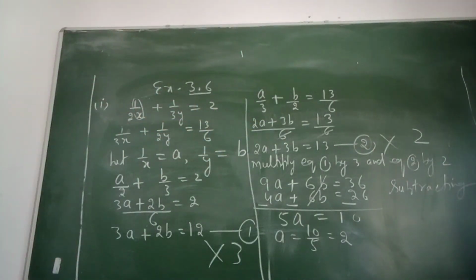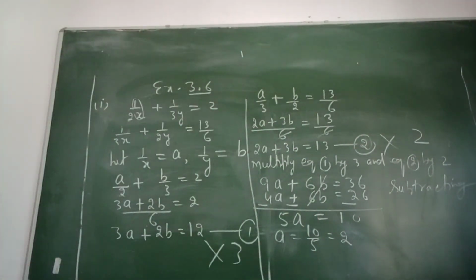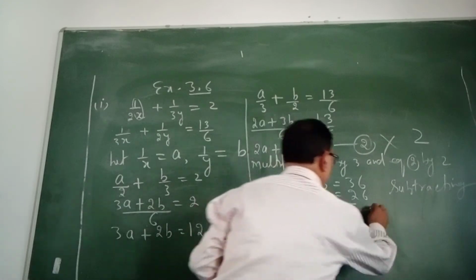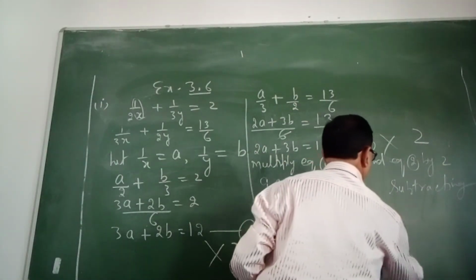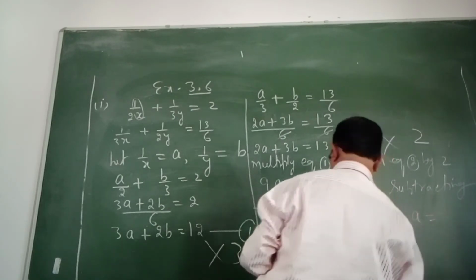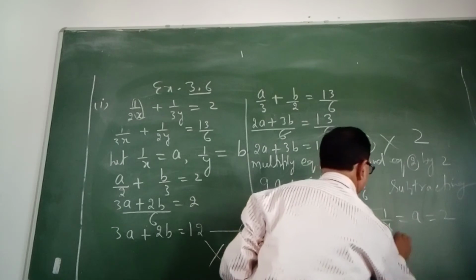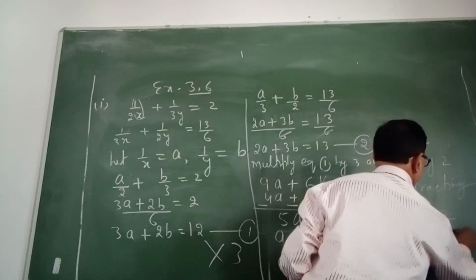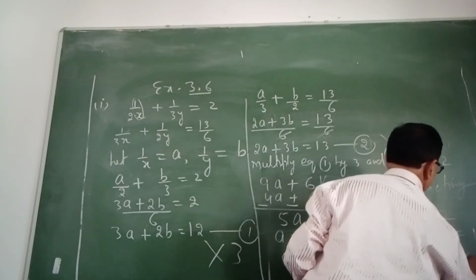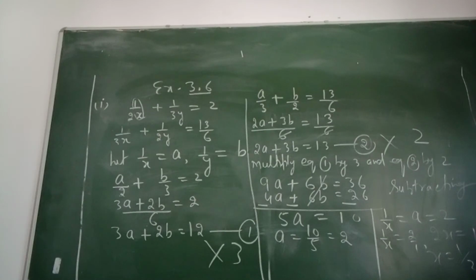Similarly, we find the value of b now. You can see here a. What have we taken a as? a is 1 upon x. So we can write 1 upon x is equal to a is equal to 2. So 1 upon x is equal to 2. Cross multiply, 2x is equal to 1. x is equal to 1 upon 2. Check: so the value of x is coming 1 upon 2.